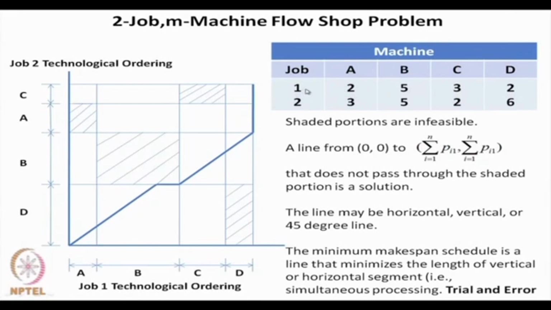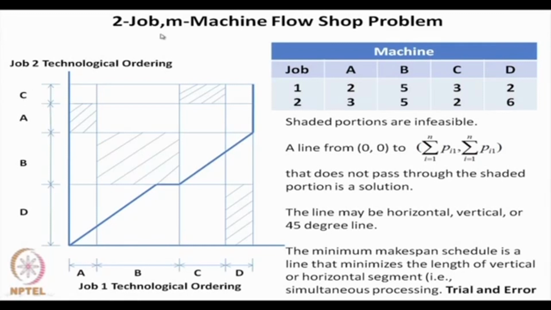Job 1 requires 2 hours, 5 hours, 3 hours and 2 hours in different machines. Job 2 requires 3 hours, 5 hours, 2 hours and 6 hours. However, the sequence of the job is different. Job 1 has a sequence of first machine A, then B, then C and then D, whereas job 2's technological ordering is first D, then B, then A and then C.